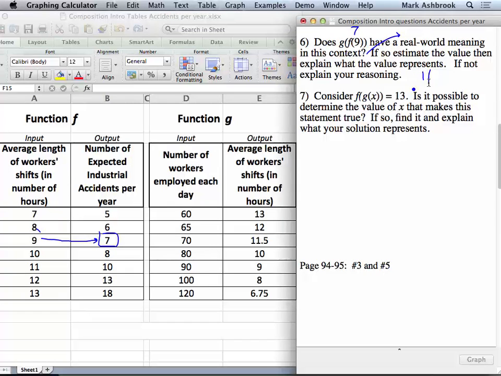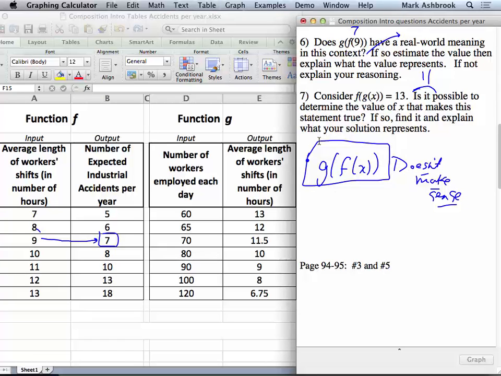Right? So, okay? No. G of f doesn't make sense. It does not exist, doesn't work. Okay? What has to be true in order for a composition to work, to have a valid meaning? What has to be true for a composition to have a valid meaning?